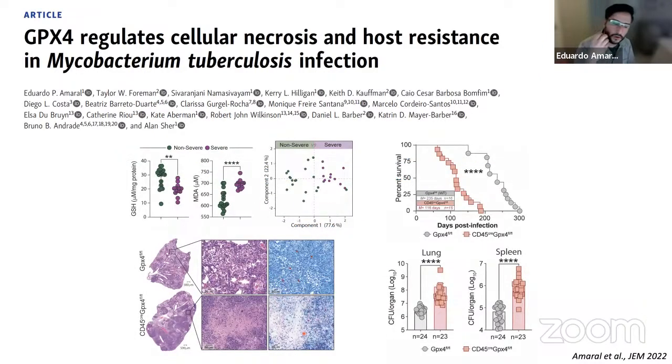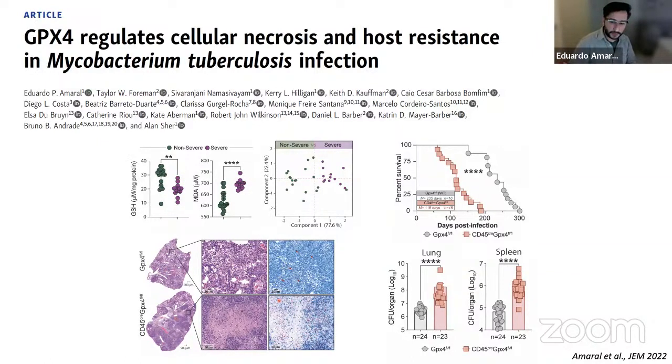Last year, we decided to use a genetic approach to look at the importance of GPX4 in modulating MTB-induced necrosis. Here, when we stratified TB patients based on disease severity, we found that TB patients displaying severe pathologies showed reduced glutathione along with increased lipid peroxidation. This suggests that the glutathione metabolic pathway is important to determine disease progression in TB patients.